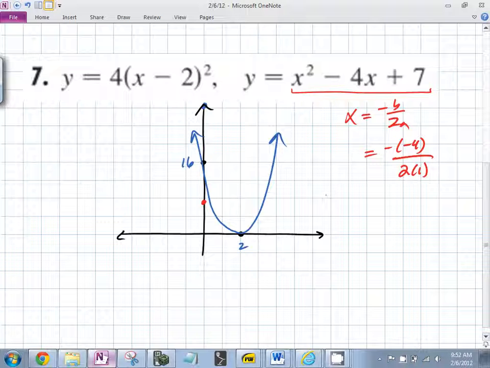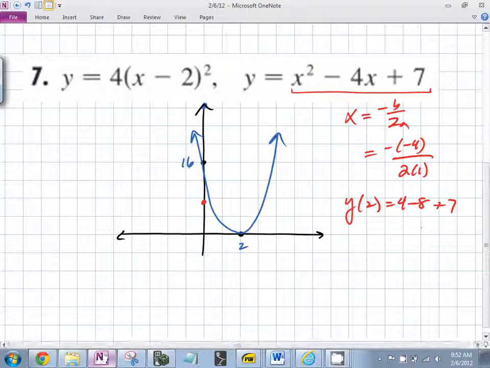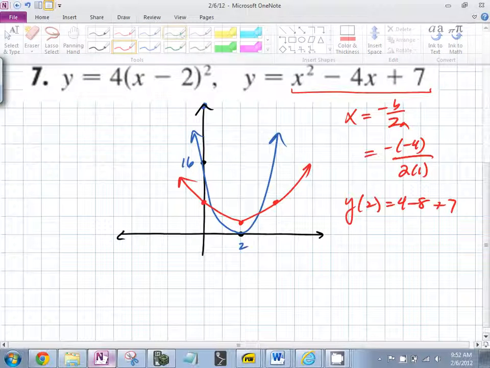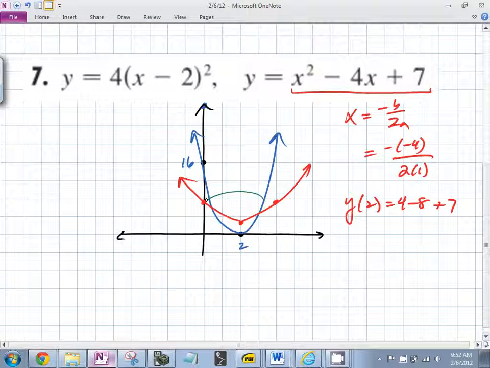And in this case, when you plug in 2, what's y of 2 going to equal? 4 minus 8 plus 7. What's that equal to? 3. It's equal to 3. So what does this thing look like? We end up with a parabola like this. So what's our enclosed region? Our enclosed region is right there.